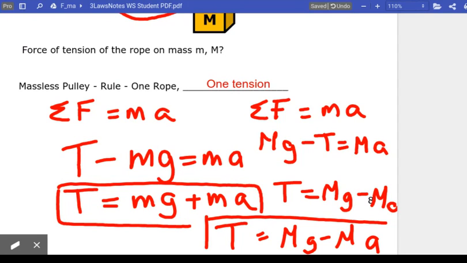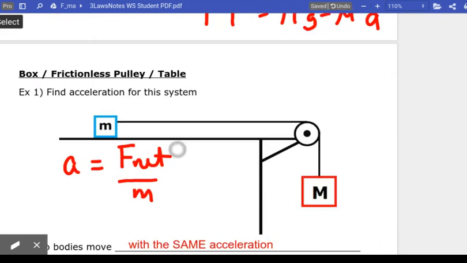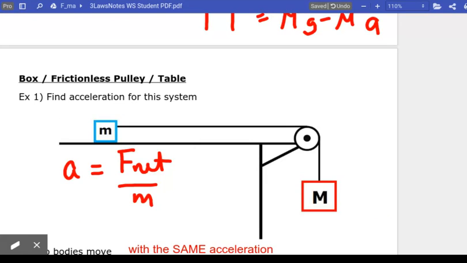So we did it twice, even though we could have only done it once because those tensions are equal. All right, let's take a look at the next problem. You've got a hanging box. It's got more mass in the box than the table, and it's frictionless. The frictionless pulley, and I should have said it's a frictionless table too.